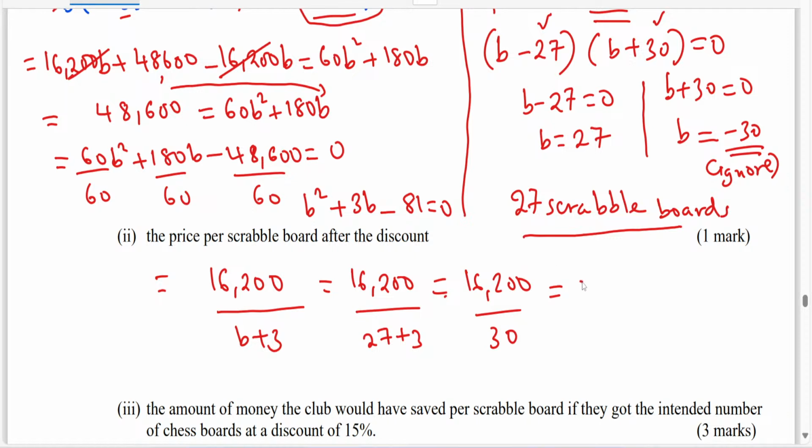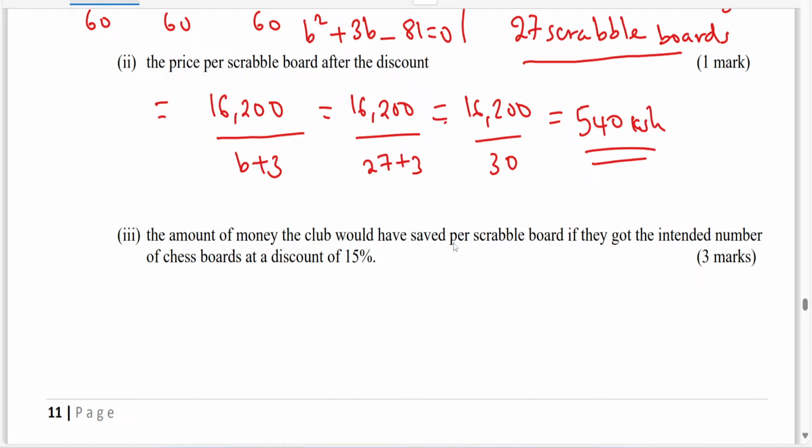Simple answer ya 540 Kenya shillings. Roman 3, the amount of money the club will have saved per Scrabble board if they got the intended number of chessboards at a discount of 15%. So let's say the intended one was 16,200 divided by B.